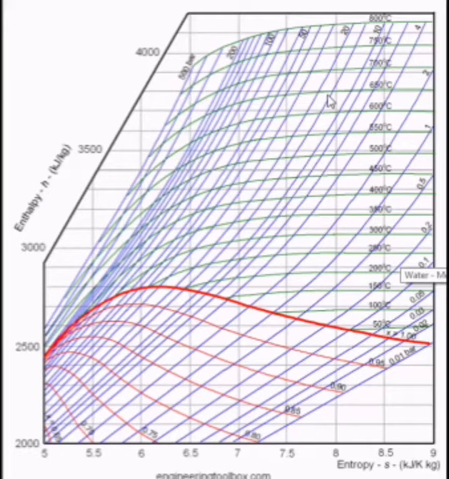So this Mollier diagram is for water, I could say steam and water. When you're in this phase, you're in the steam and we're in the two-phase region. Then in this part, you're in the one-phase region.